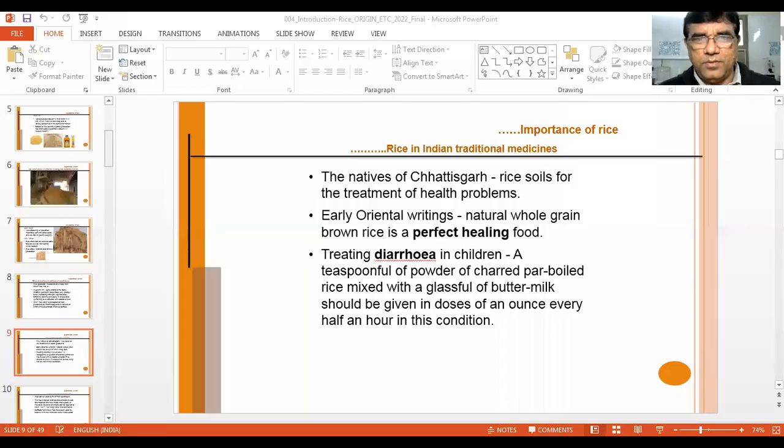So welcome back to this class, and as I was discussing, it can be used in the treatment of diarrhea in children. You can have a teaspoonful of powder of charred parboiled rice mixed with a glass full of buttermilk. It should be given in doses of an ounce every half an hour in this condition. So it is used as a medicine.